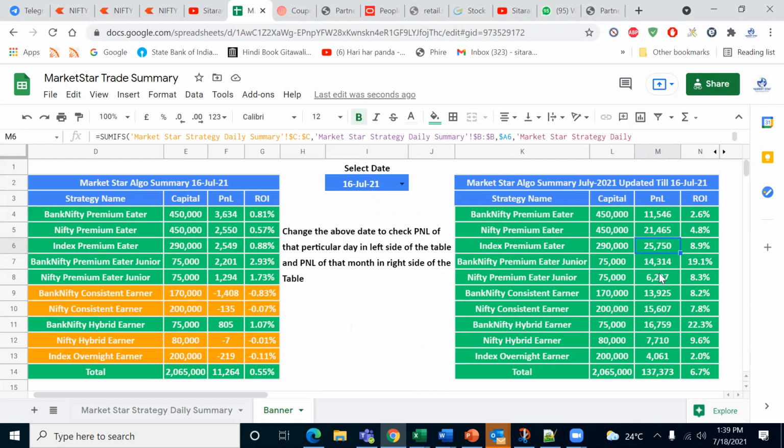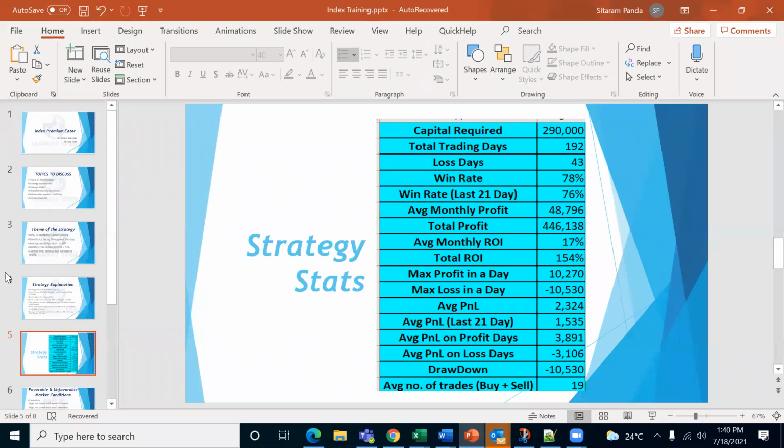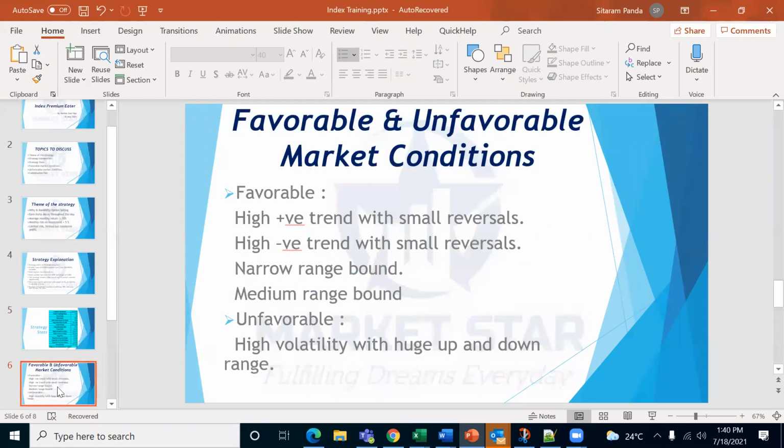So how consistent, not even in the last 9 months, not even a single month negative, with a minimum drawdown of 10,350 rupees as the total drawdown. The strategy has performed really well. So those are the stats.